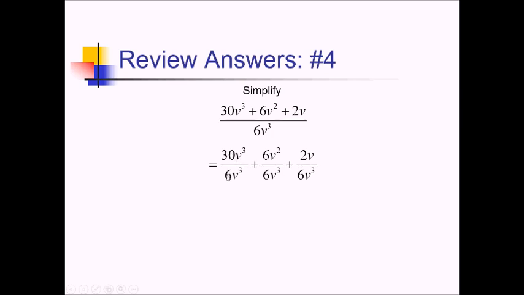So 30 over 6 is going to be 5. The v cubeds cancel completely, so that's just 5 that we can simplify that first term to. And for the next one, the 6's cancel. V squared over v is going to give us 1 over v. And then we have 2 over 6 reduces to 1 over 3. V over v cubed, that cancels out one of the v's downstairs, leaving us with a v squared. So we have 1 over 3v squared that we're adding in there.